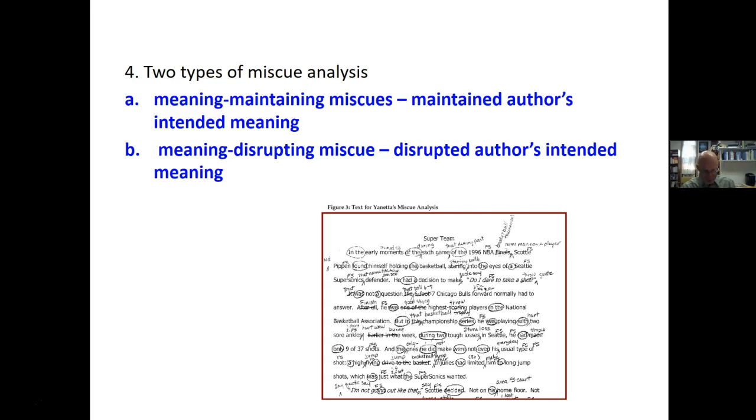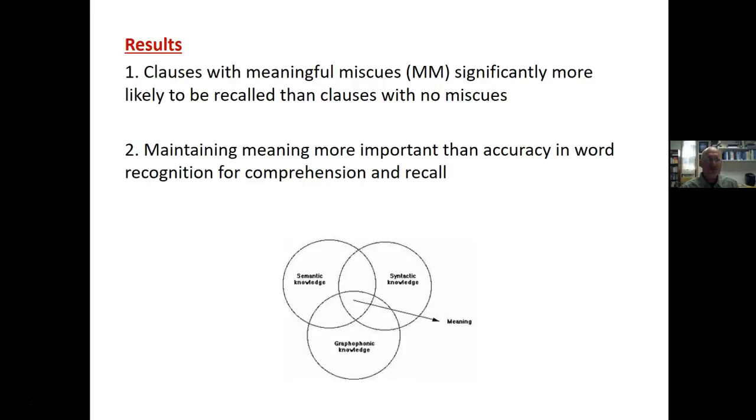Two types of miscues were used here. They were meaningful miscues and meaning disruptive miscues. A meaning maintaining or meaningful miscue is when the author's intended meaning is maintained. Meaning disrupted is when the author's intended meaning is disrupted. Sometimes we call that a significant miscue. All right, so those 2 types of miscues were examined.